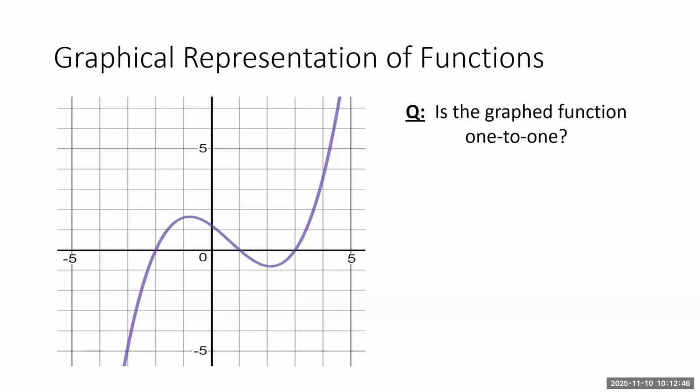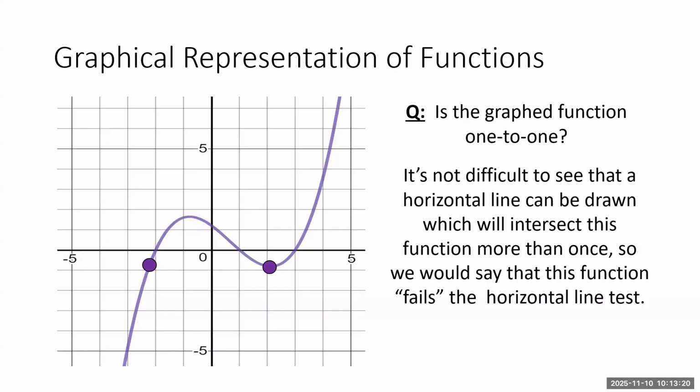Is the graphed function one-to-one? Well, I draw a horizontal line at roughly y equals -0.8, and I see that I intersect the function twice. The y values are definitely -0.8, but the x values are not necessarily clear. The x values appear to be -2.2 and roughly 2.